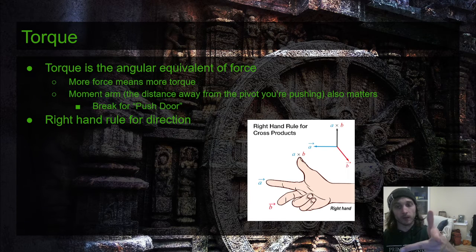Vector A is your first vector, in this case the displacement vector going from where the torque is to the torque itself. Vector B is your force vector, so you point in the direction that the thing is getting pushed next. And when you do, your thumb will tell you which way the torque goes.